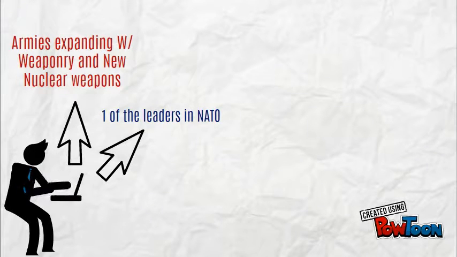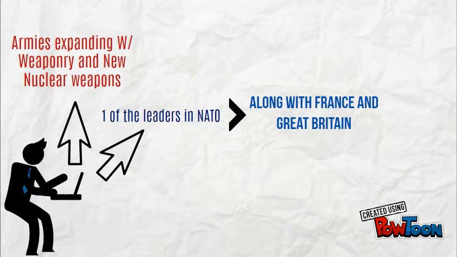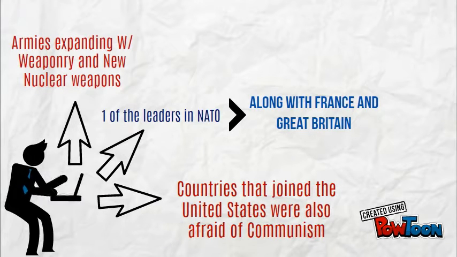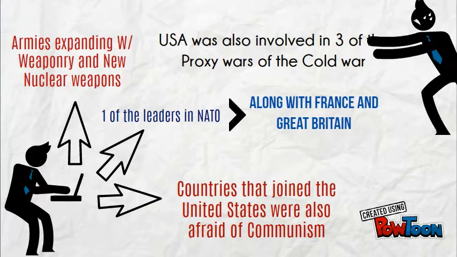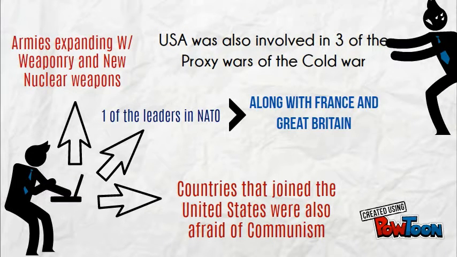The US was one of the three leaders of the North Atlantic Treaty Organization, along with Great Britain and France. Supporting countries of the United States were also afraid of communism. And also, the US played a very important role in three of the most important proxy wars of the Cold War.